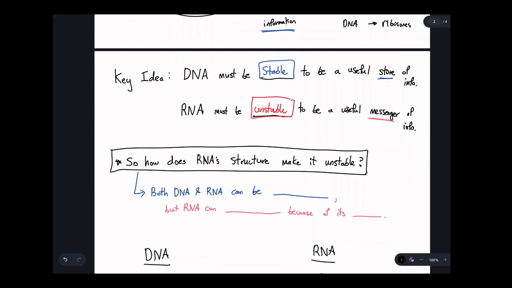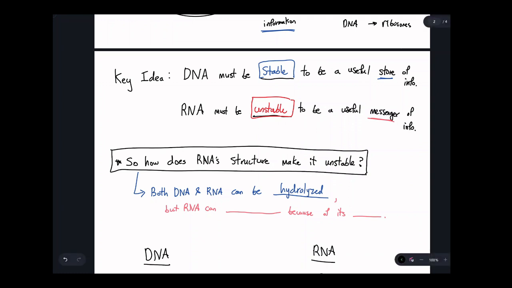So how does RNA's structure make it unstable is the next question. The central line here is that both DNA and RNA can be hydrolyzed. They can be broken down with water. So if you apply enough water and enough base or acid or something, you can break down DNA.